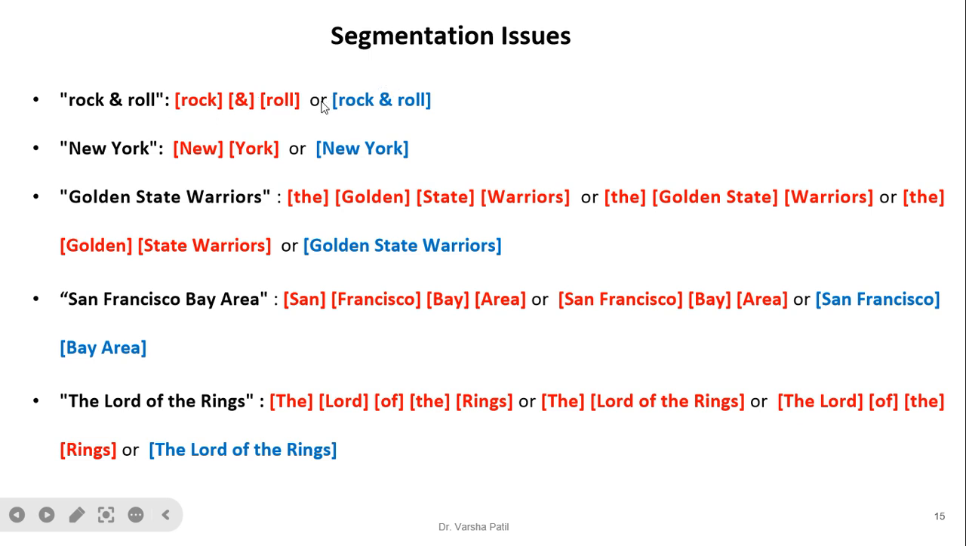So for that, the algorithm requires a dictionary to check whether the tokenization is done properly or not. For example, New York. Here again the proper token is New York and not New and York, two different words. Now the Golden State Warriors. Various ways are there in which we can perform the tokenization, but the perfect one is Golden State Warriors. Next is San Francisco Bay Area. Here also we can get various combinations, but the correct is San Francisco as one word and Bay Area as another word.